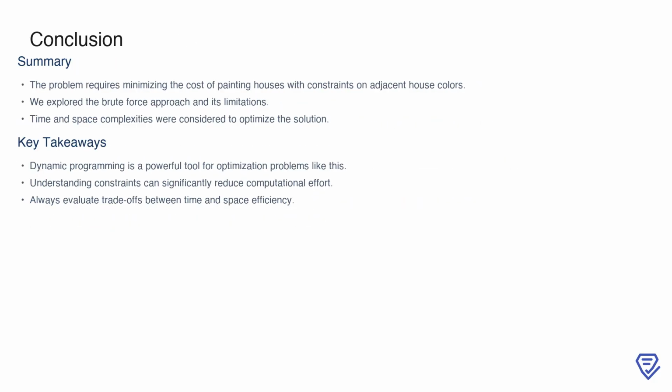Great work! To summarize, we addressed problem number 265, Paint House 2, by analyzing the constraints and exploring solutions. We highlighted how dynamic programming can optimize performance and discussed trade-offs between time and space.